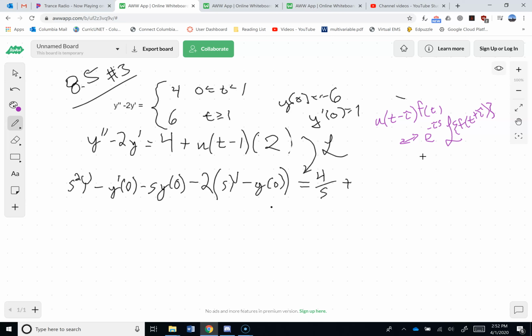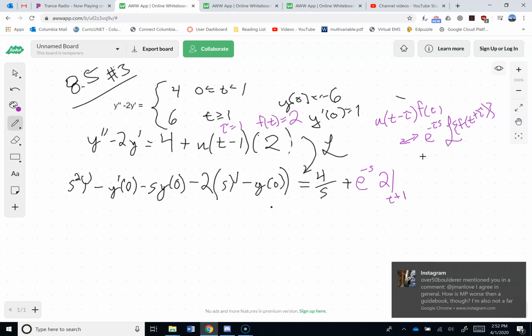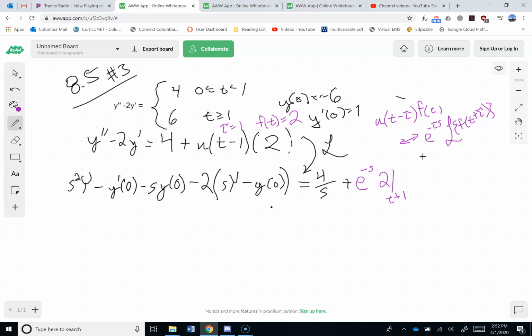So then in this case, I have u of t minus tau. If I have u of t minus 1, that tells me that tau is equal to 1, I hope. And f of t in this case is 2. So then I have e to the minus s, and then I need f of t plus 1. So that's 2 evaluated at t plus 1, right?